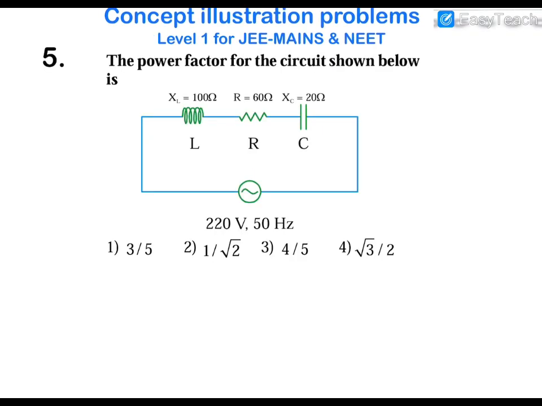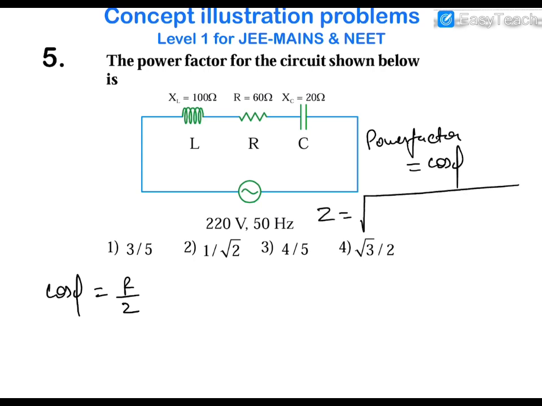In this question, you can see that there is a series LCR circuit, and we have to find out the power factor of this circuit. If we are discussing the power factor, we know that power factor is equal to cos phi, and we also know that cos phi is R upon Z. Now Z in this circuit will be under root of XL minus XC whole square plus R square.